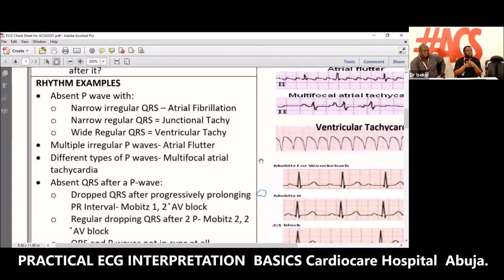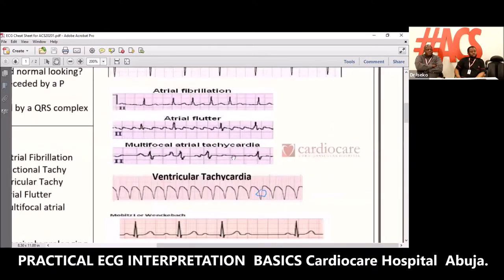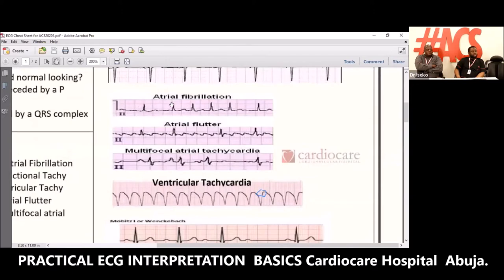The first example there is you have a QRS that is narrow and that is irregular. That is what? Atrial fibrillation. And you can see it on the other side of this, on that other side. Can you see the atrial fibrillation? You can't really see the P wave. So this is that question four, that you see a QRS without a P wave. Now, besides seeing that, you can see that it is irregular.